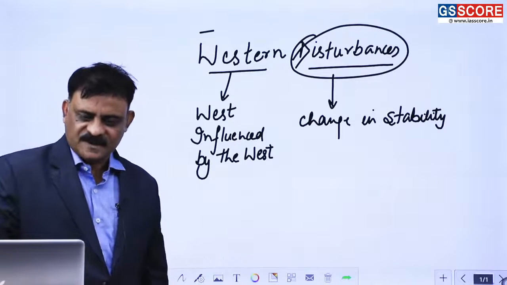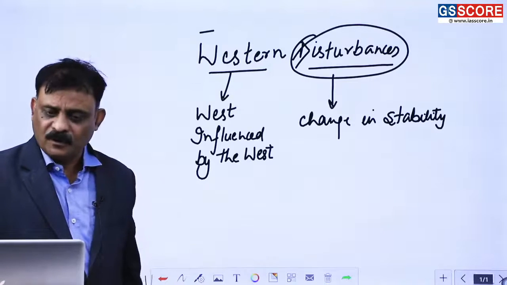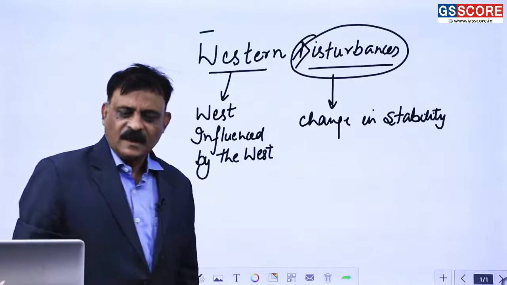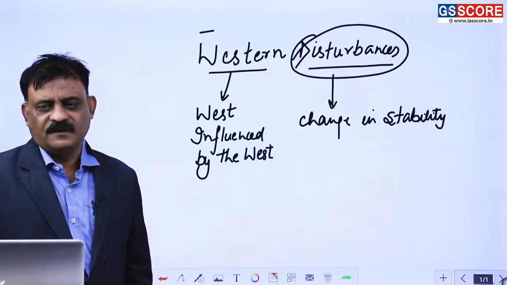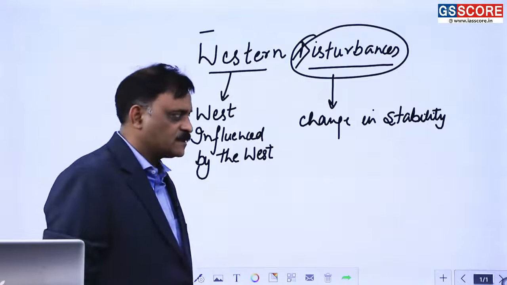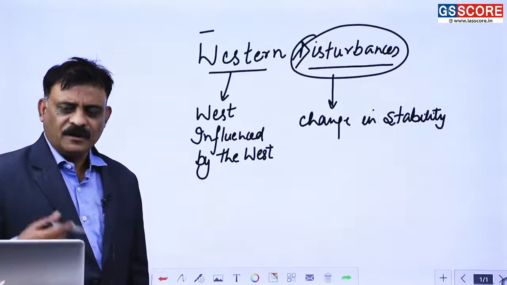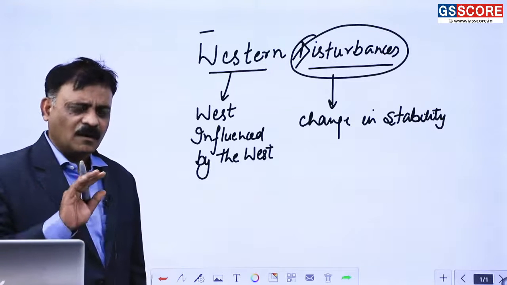Now, we have a specific meaning of a disturbance in meteorology, and also in geography. But before going into the technical details of the meaning related to Western disturbances, I would like to say that you should start with the very basic meaning, which may not involve the jargon and terminologies of the subject.